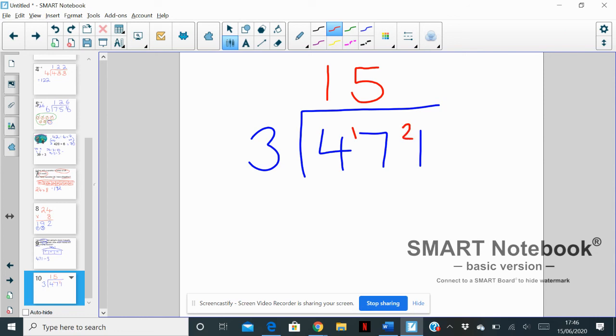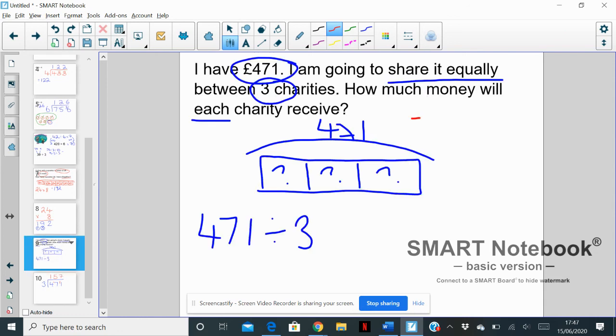So I regroup those 2, which gives me 21 in my 1s column. 21 divided by 3. I can use my 3 times table. And I know that 3 times 7 is 21. So 21 divided by 3 would be 7. So that means each charity is going to get £157.